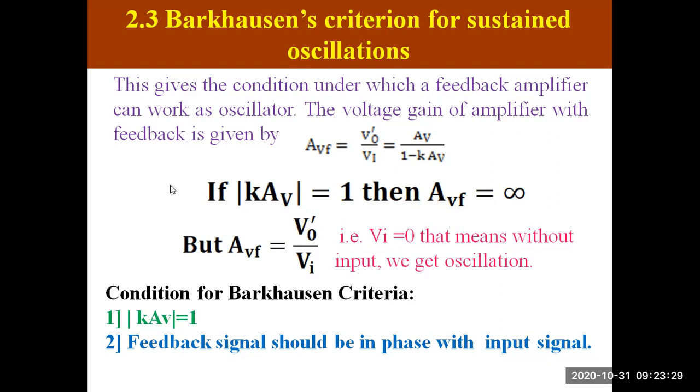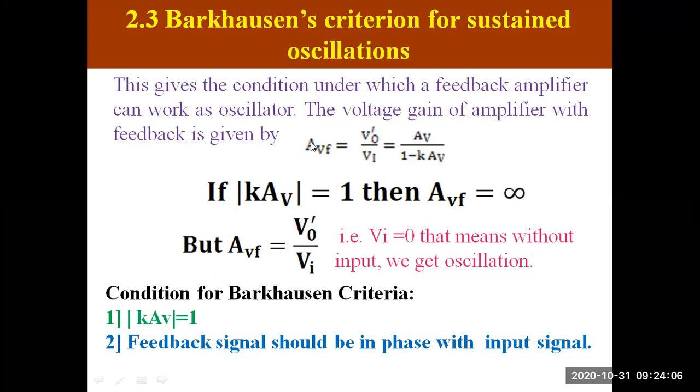Therefore, what is the condition for sustained oscillation? काय condition आहे for sustained oscillation? This is called as a Barkhausen condition. That means the Barkhausen criteria for sustained oscillation is nothing but the condition in which we have to get the oscillation, sustained oscillation. It is given by the scientist Barkhausen, and that's why it is called as a Barkhausen criteria for sustained oscillation.